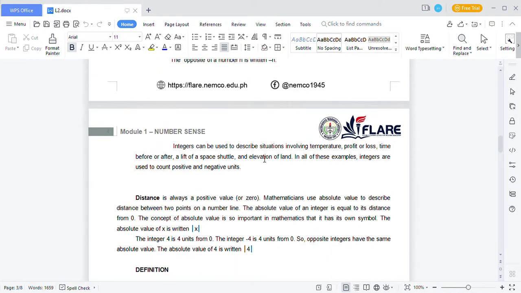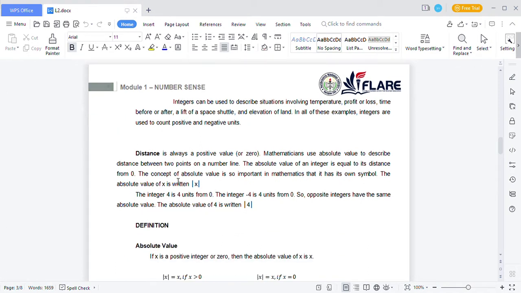So integers can be used to describe situations involving temperature, profit or loss, time before or after, a lift of a space shuttle, and elevation of land. In all of these examples, integers are used to count positive and negative units. So we have here this what we call distance. When we say distance, distance is always a positive value or 0. So again, si distance kay wala tay mga negative sa distance. No, it is always a positive value or 0, but we will never get a negative value for distance.